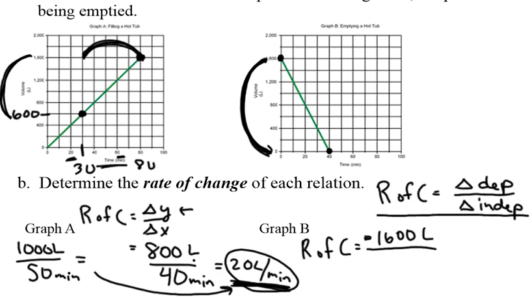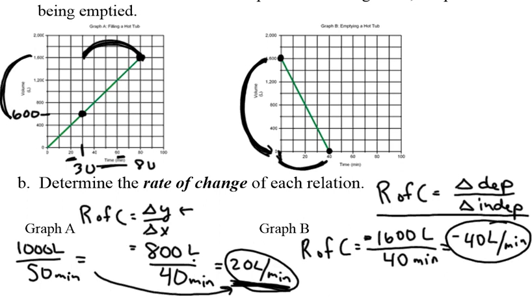And what's the x change? We're going from 0 to 40. But that is in a positive direction. Here we start at the 0, we go to the 40, so it's 40 minutes. So in this case, if I put this into an easier situation, divide my 1600 by 40, we end up with negative 40 liters per minute, which makes sense. It's negative because it's empty. So there's the rate that it empties at.